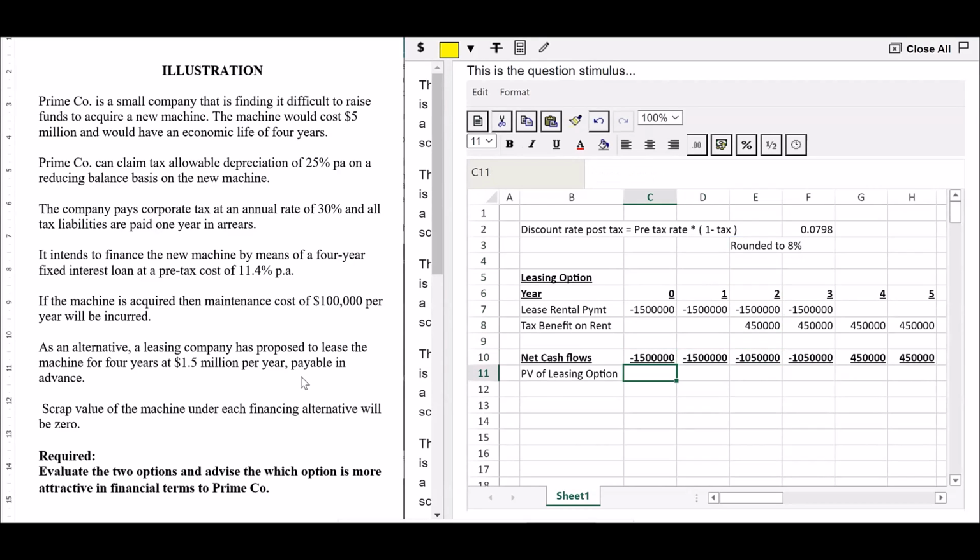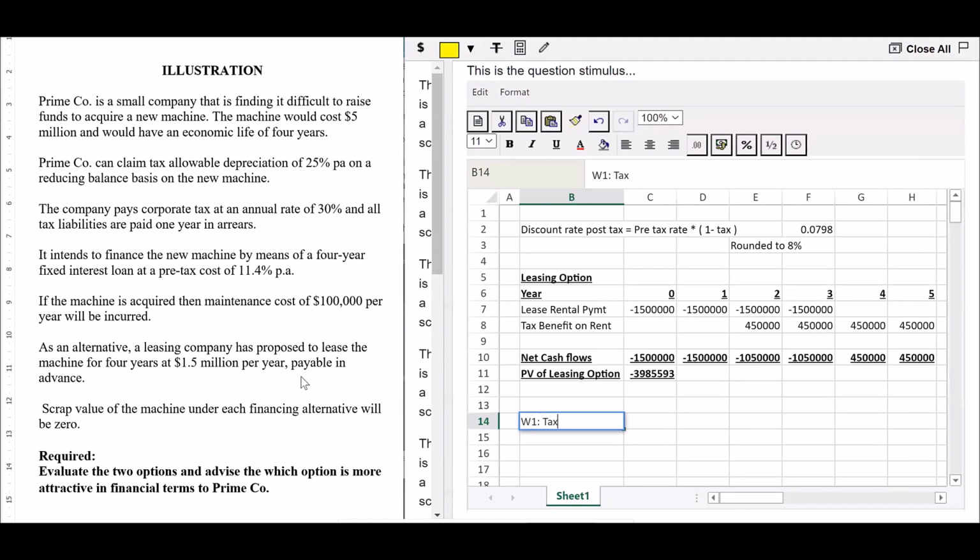So here the present value of leasing option equal to NPV. At what rate are we doing it? 8 percentage, comma. The cash flows that are supposed to be selected when you calculate the present value, it should not include year 0. It should be from year 1 onwards, 1, 2, 3, 4, 5, close bracket. Then after closing the bracket, you can add year 0 to get the present value of leasing option. The present value of leasing option is 3,985,593.